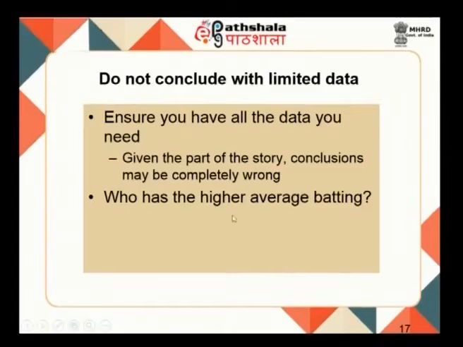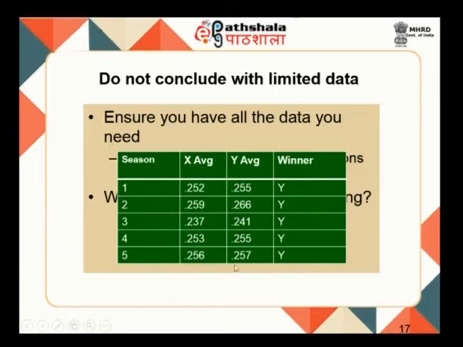For example, in this case, we are going to identify who has the higher average batting. Assume this is the initial set of data that we have collected. Here we have two persons, X and Y, and the various seasons in which these two persons have played, and their averages are highlighted here. According to the average, we find that person Y is the winner, and therefore we conclude that Y is the good batsman who has the higher average.